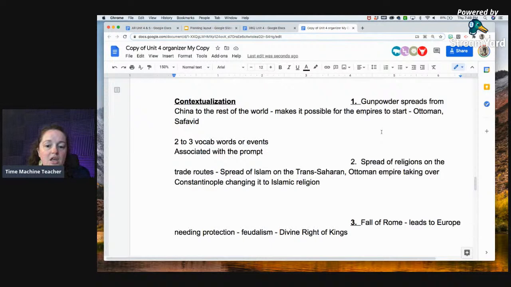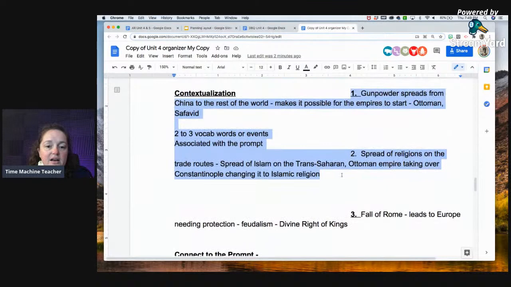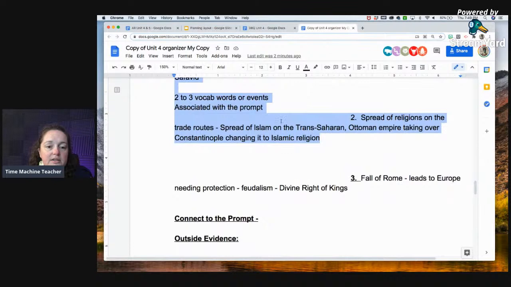You could also discuss the fall of Rome, which leads to Europe needing protection, which leads to feudalism, which leads to the divine right of kings. Now, this one might be good to use for outside evidence, so I would maybe save that for outside evidence. And then just talk about this right here, as well as maybe the fact that Rome falls and leads Europe into the feudalism situation. So when you're writing that context and you're putting it into paragraph form, this is what you need in your context.